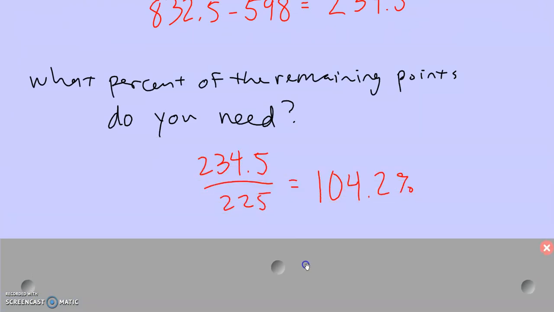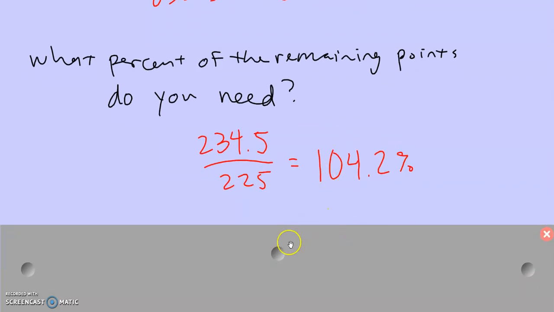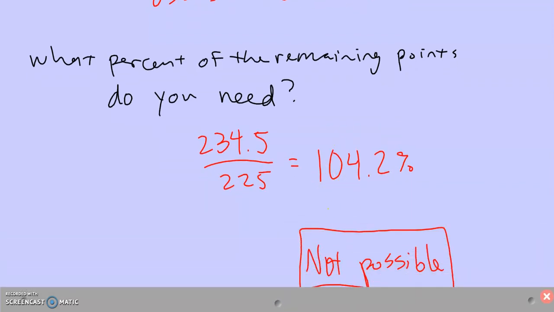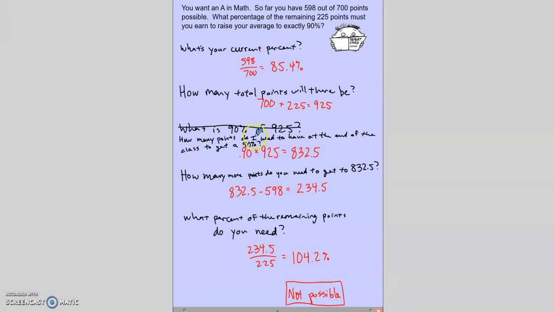So this is my final question: what percent of the remaining points do I need? So all I need to do is get 234.5 points out of the 225 possible. Oh no. I need more than all of the points. I need more than 100% of the points, which means this time it's not possible for me to get an A. That's too bad. Maybe this teacher gives extra credit? So there you have it.